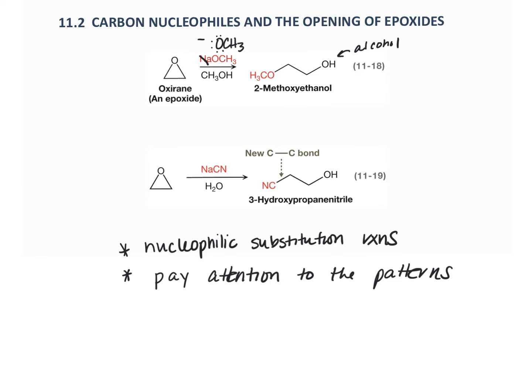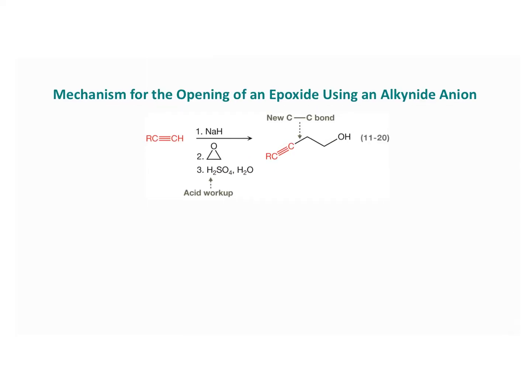We can also use epoxides to form new carbon-carbon bonds. So for example, a new carbon-carbon bond can be formed when a carbon nucleophile, like the cyanide here, is used to open the epoxide ring. So this is a cyanide anion, right? And so we form a new carbon-carbon bond. That's a new carbon-carbon bond forming reaction. So let's look at this a little bit more in depth on the next slide, and specifically look at the mechanism for this.